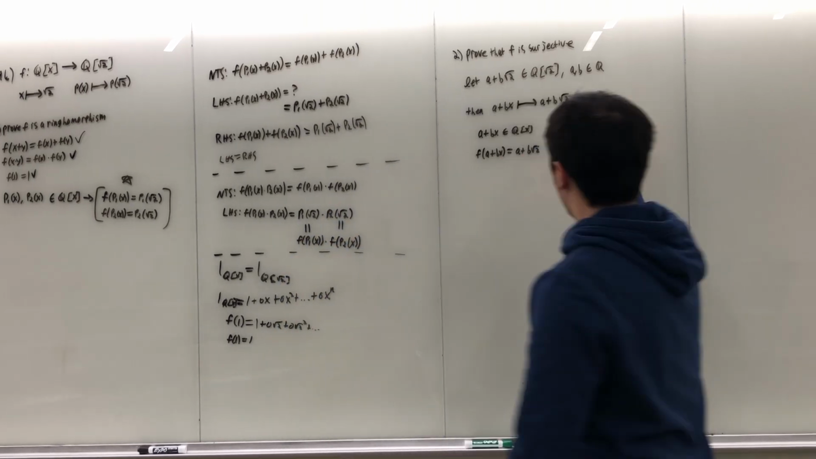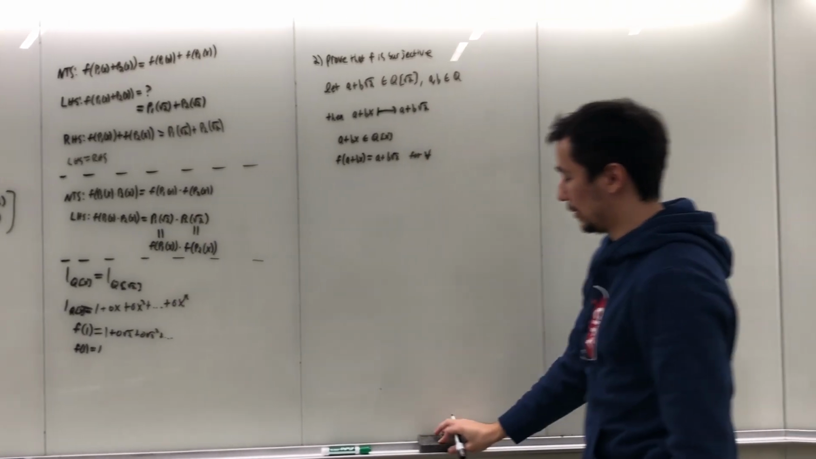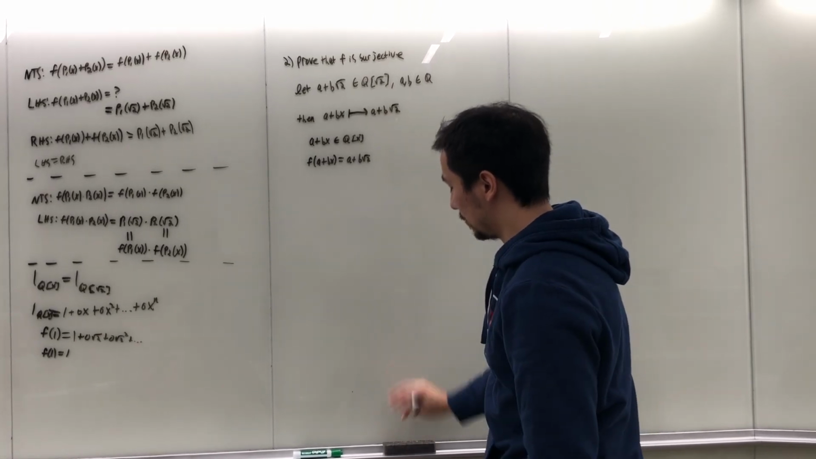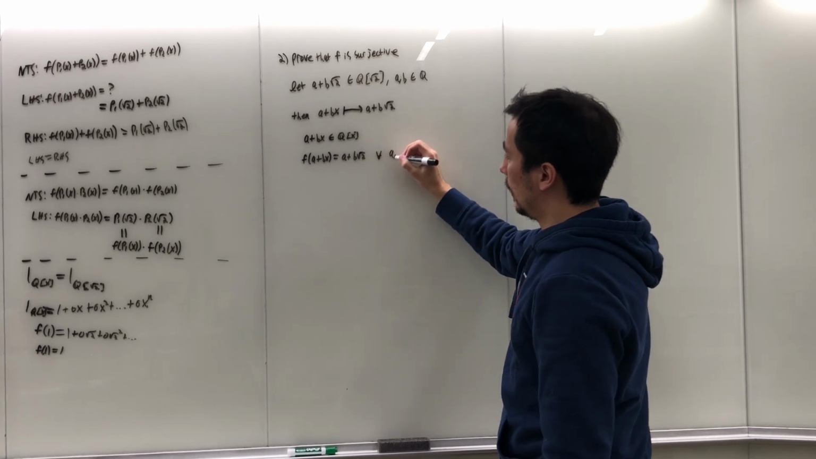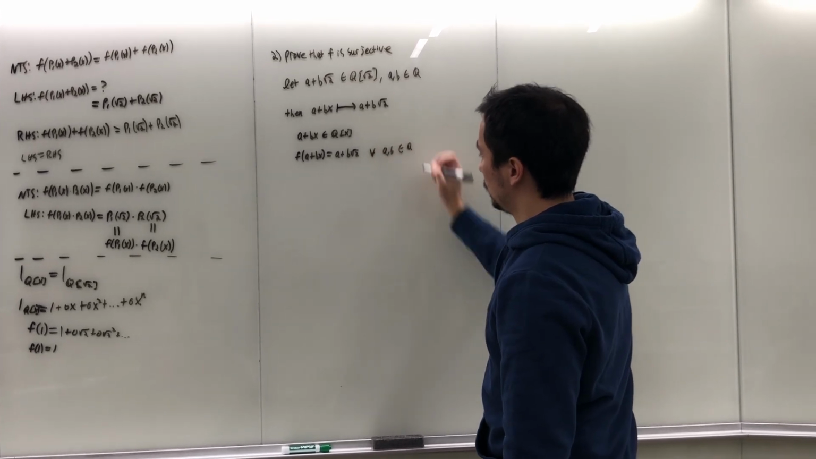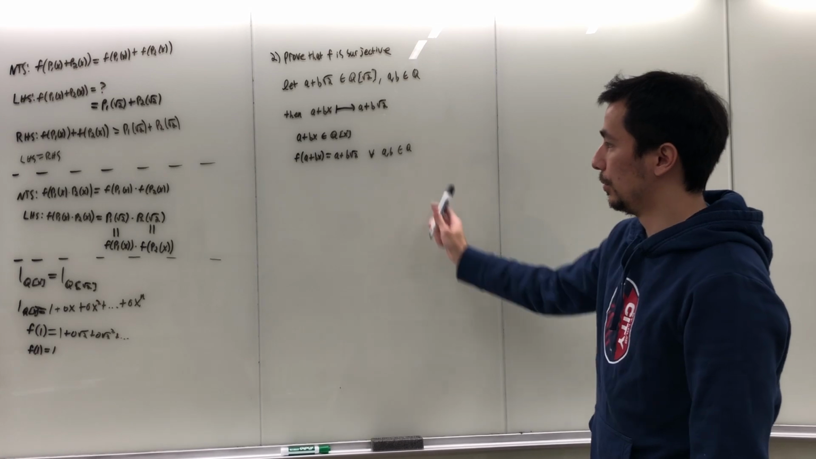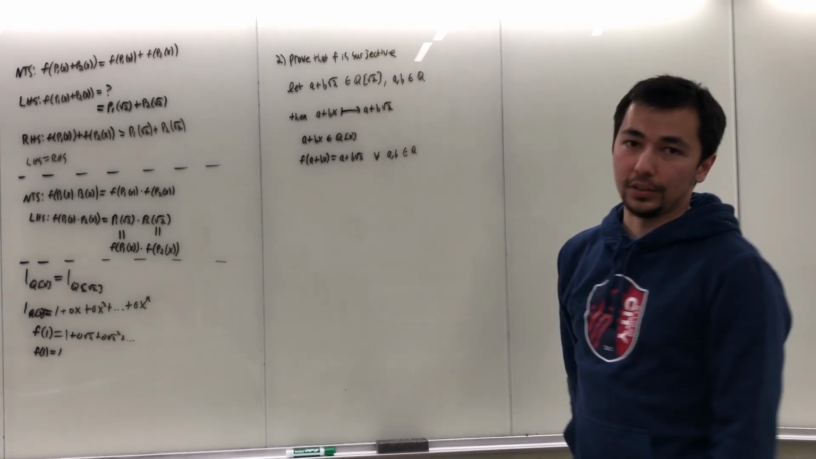For what this symbol means, well, I guess I don't need the "for" there, because that symbol literally means for any, or for all, a, b elements of Q. So we've proven that f is surjective.